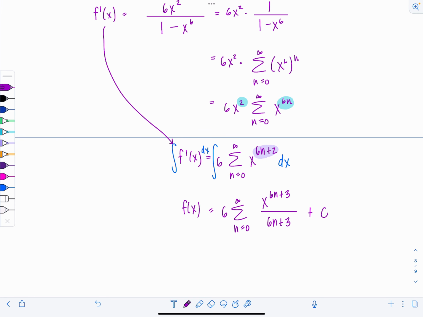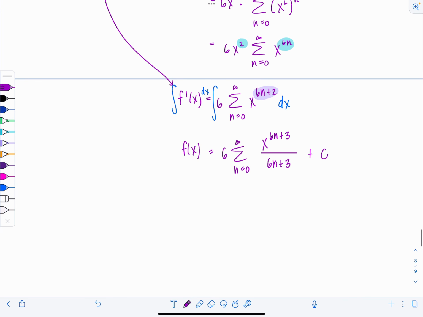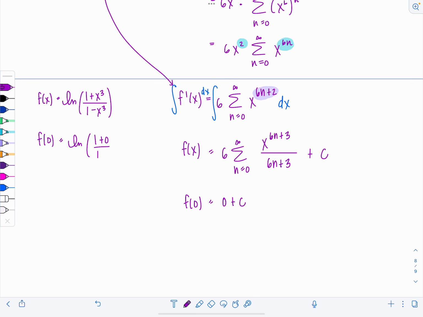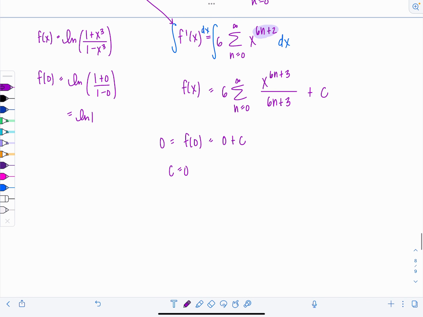We're going to solve for it really quickly. This guy's centered at 0, so I'm just going to plug in 0 for x. So f of 0 equals 0 plus c. Do you remember what f of x was? The original? It was ln of 1 plus x cubed over 1 minus x cubed. So f of 0 is ln of 1 plus 0 over 1 minus 0, which is ln of 1. So that's 0. So c is 0. How boring. I'm sorry. Okay.